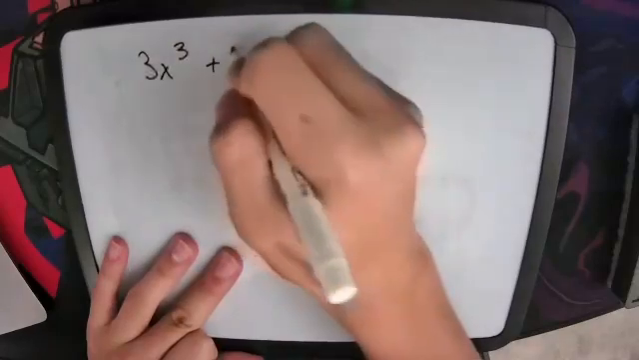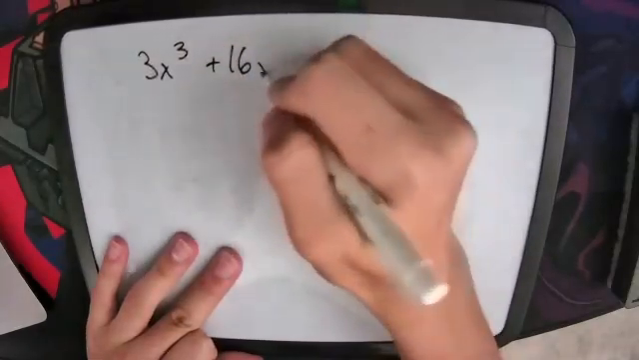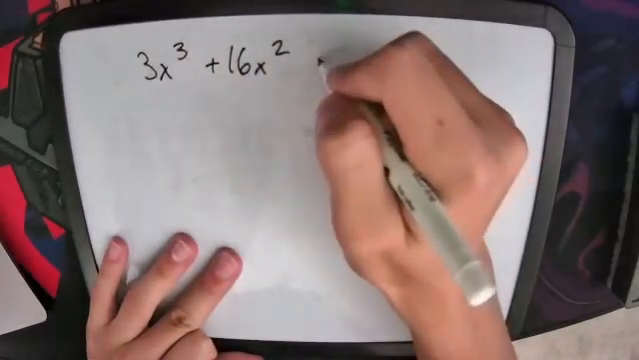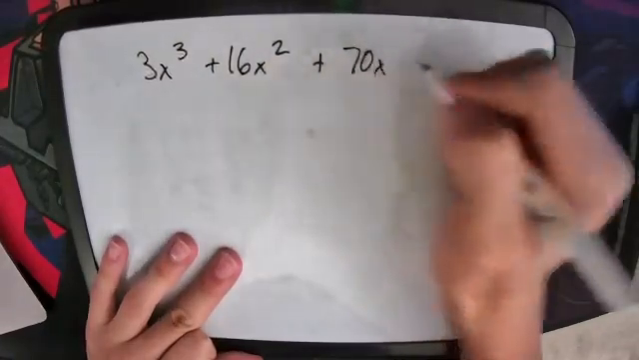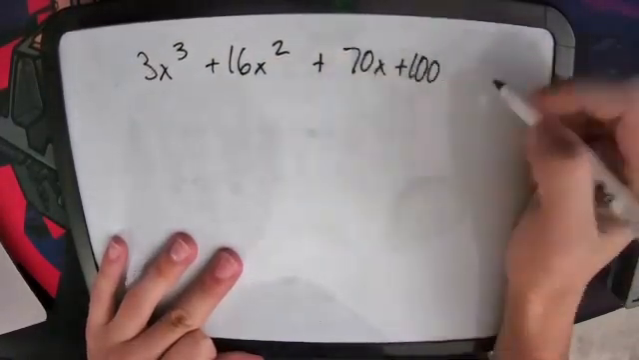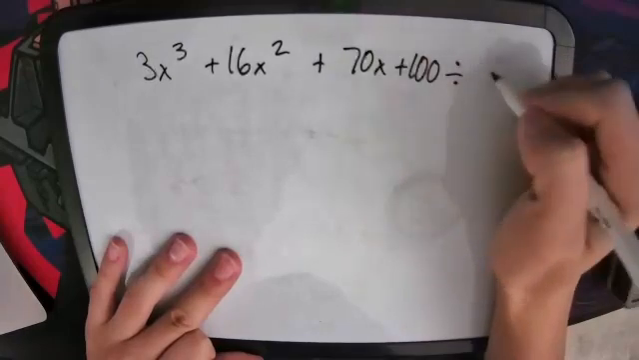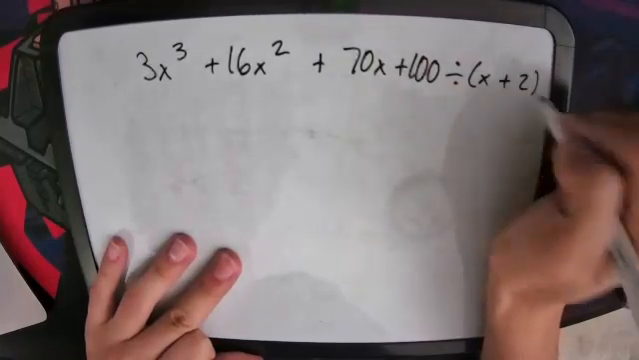I'm your host Jamie, and in this video, I'll be showing how to synthetically divide a polynomial by a binomial. This process is quick, efficient, and helpful to find the quotient of those. So, for this practice problem, we are given 3x to the third plus 16x to the second plus 70x plus 100 divided by x plus 2.